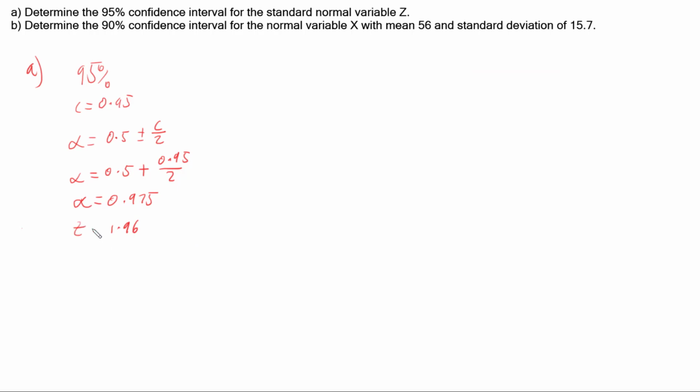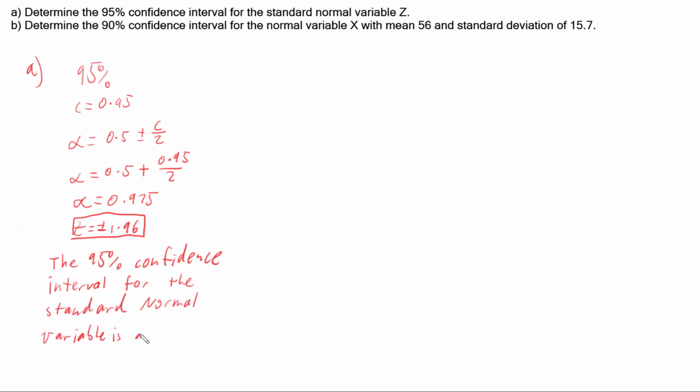That's our Z value, and because that's the upper limit, the lower limit would have been the same. So that's our answer. We can write that the 95% confidence interval for the standard normal variable is about negative 1.96 up to positive 1.96. That's all we have to write for that one, because we have a standard deviation of 1 and a mean of 0, so we just go either side by that. Now let's have a look at part B.